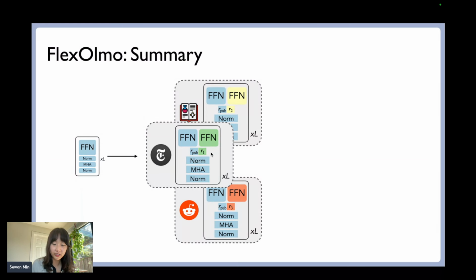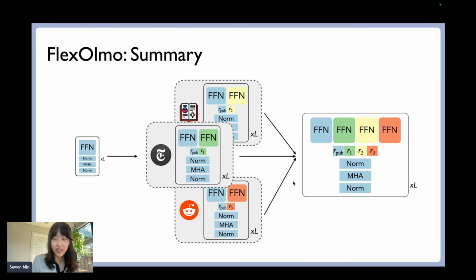Once everyone is done with their training, they will be merged into a single mixture of experts model. In particular, the shared layers like multi-head attention can just be brought over from the public model, and each FFN will be kept as a separate expert. For the router, we concatenate all the router embeddings into a single matrix so that it can be a single n-way classifier. So that's how FlexOlmo works.